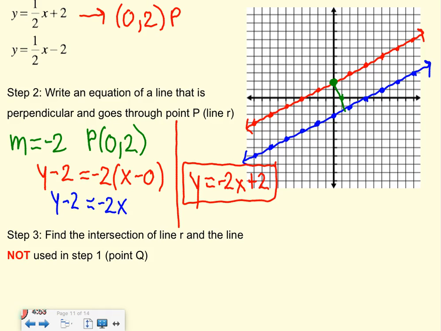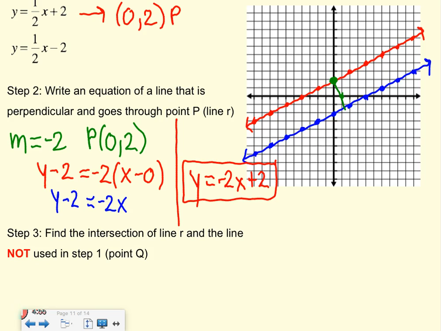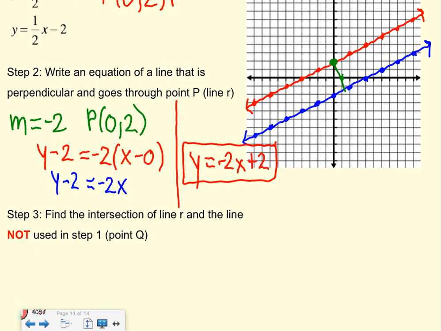So, negative 2x plus 2 equals 1 over 2x. Yeah, we're just going to substitute, right? So, I need to figure out where this line and this line touch. So since they're both y equals, I can put them equal to each other. So I'm going to have negative 2x plus 2 equal to half x minus 2. This is step 3. Right now we're finding the intersection.